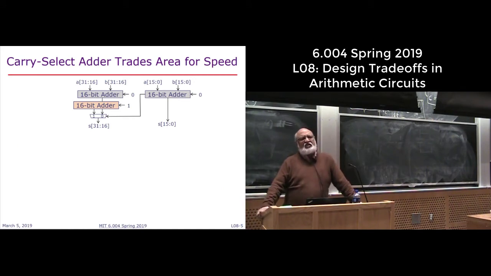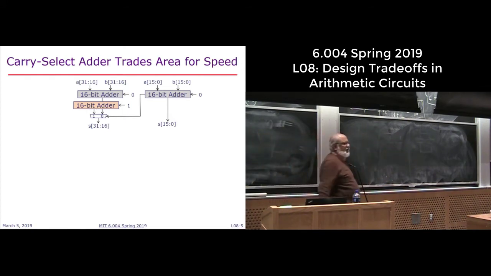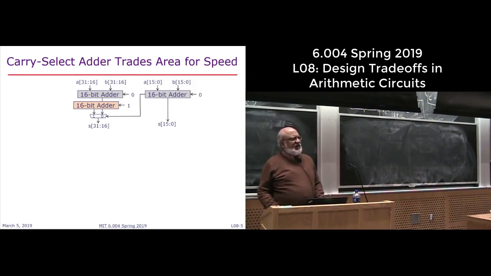Okay, so let's start with our adder. What is our problem? Our problem is that the carry goes all the way from the least significant full adder to the most significant one, and we want to break this chain. So here is an idea. Why don't we throw some extra hardware at the problem?